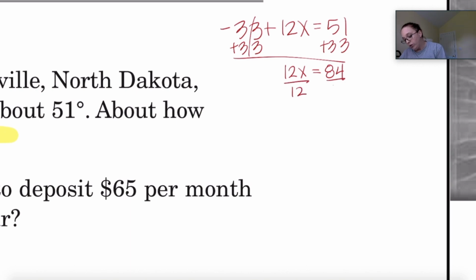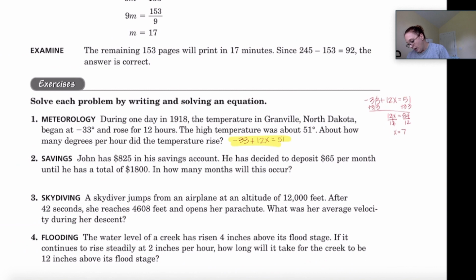So you're going to do 84 divided by 12, and that's going to give us a weird number here. So we're going to have to just simplify that. Because 84 is not evenly divisible by 12. Oh, I'm sorry, 84. I was thinking 86. 84 divided by 12 is 7. So that's telling us the question was about how many degrees per hour did the temperature rise? So about 7 degrees per hour.